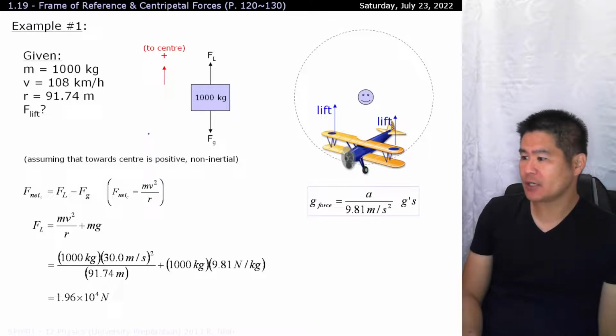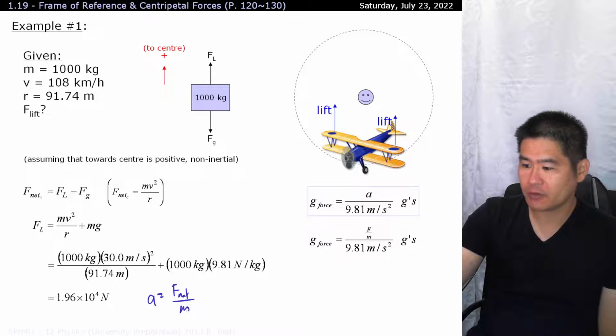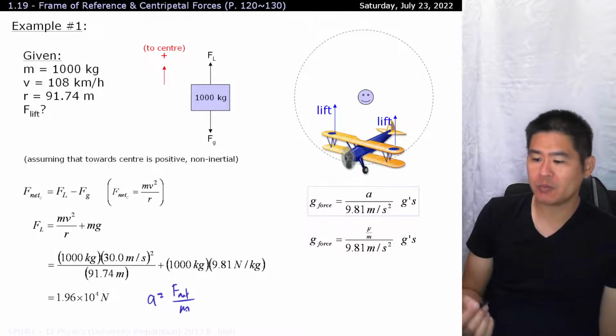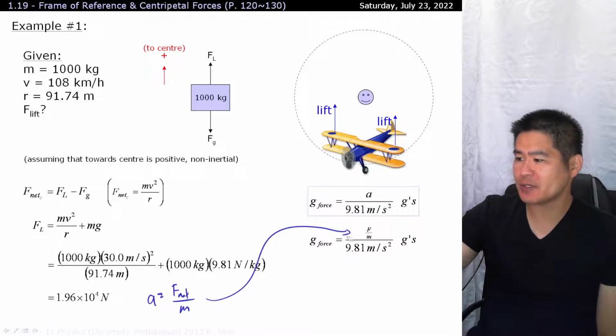So we look at our calculations over here. First off, we need to convert this into an acceleration. Acceleration is equal to F net over mass. So we take our 1.96 times 10 to the 4 newtons, we divide it by 1,000 kilograms, then we take that calculation and sub it right into here.